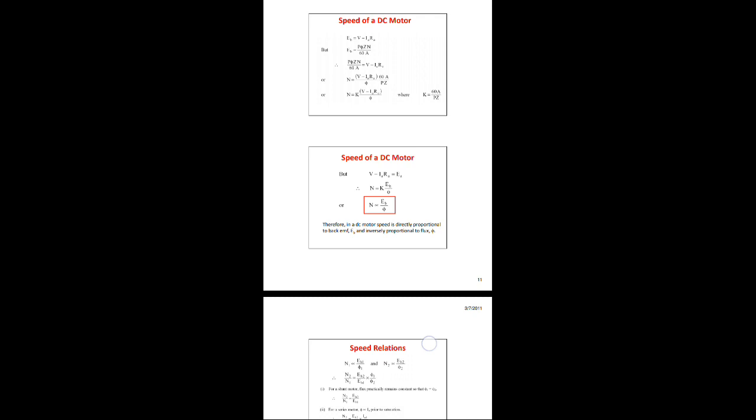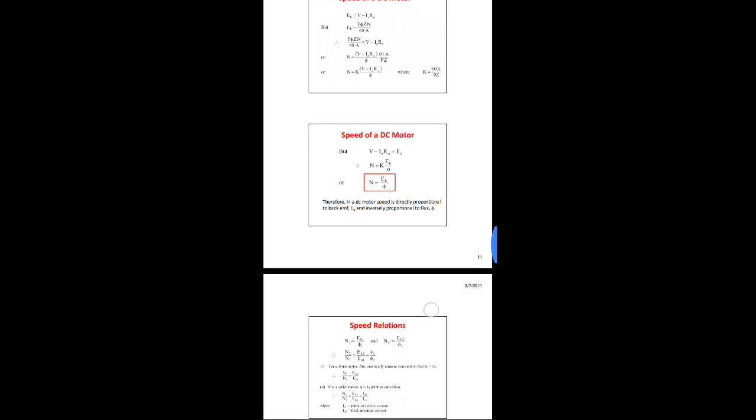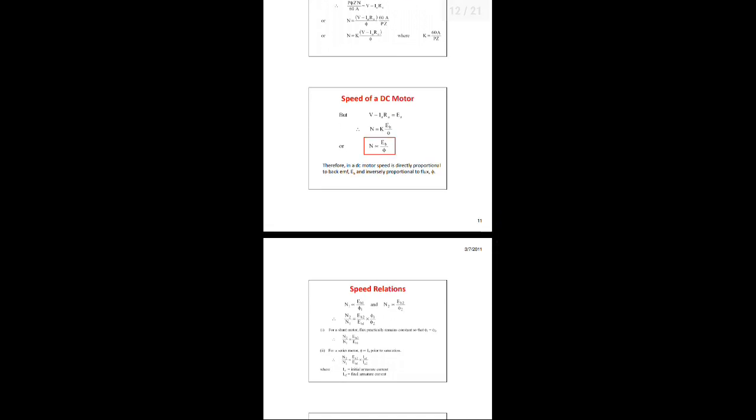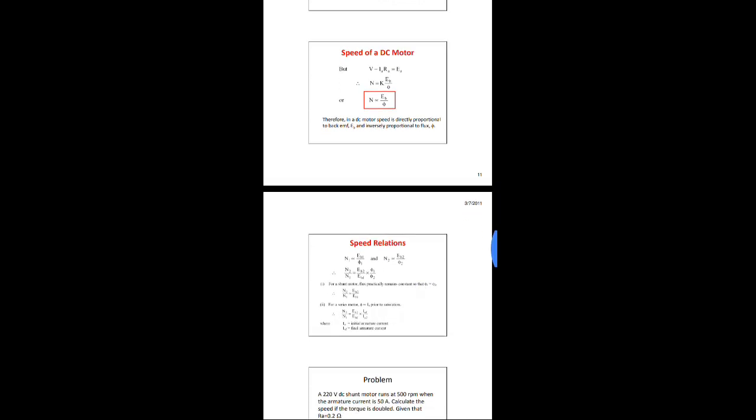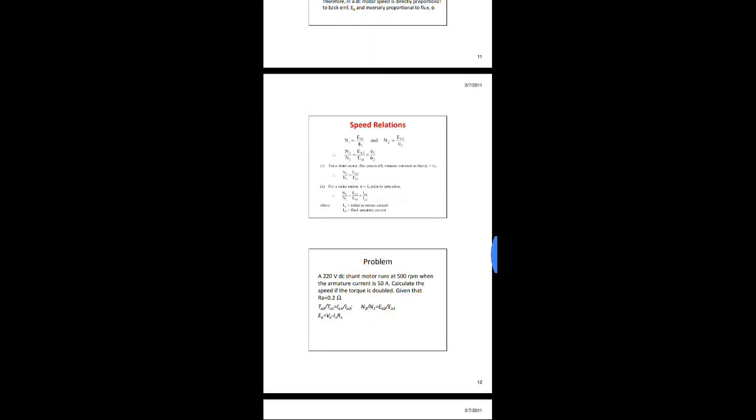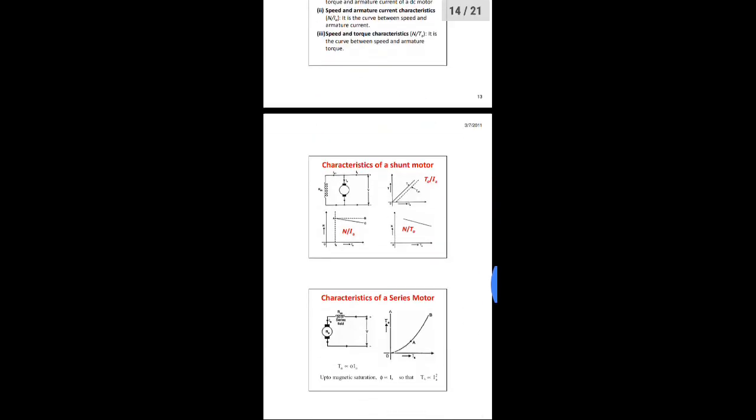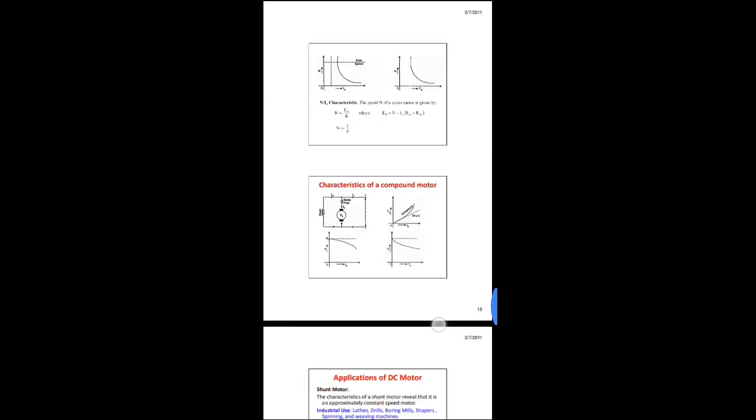That means the flux control method. In the flux control method, we are obtaining above rated speed. In the armature voltage control method, we are obtaining below the rated speed only. These are the speed relations. Speed control of a DC motor, we can see now.